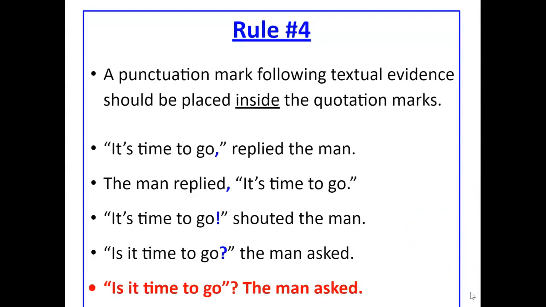Rule 4, punctuation marks are going to go inside your quotation marks. So whatever I say, hello, is going to get a quotation mark after it. Hello, exclamation point, quotation mark.